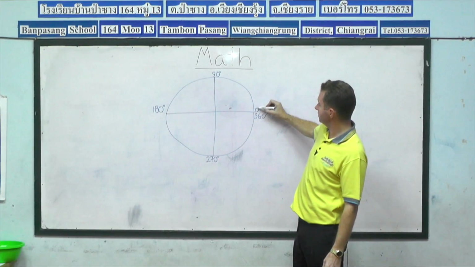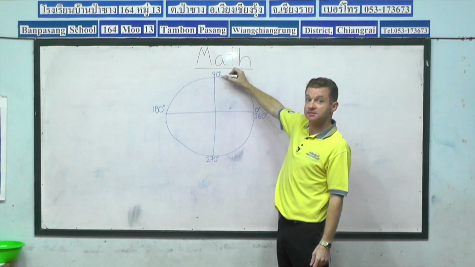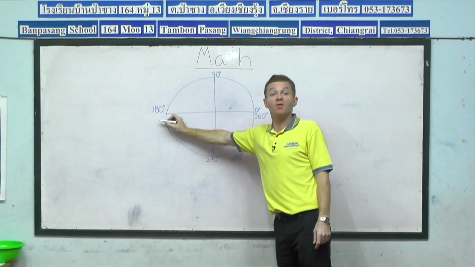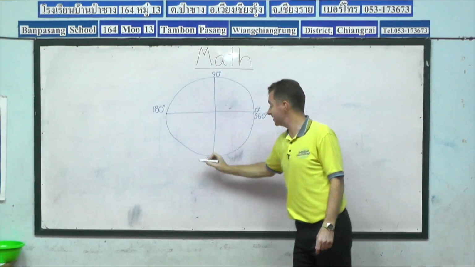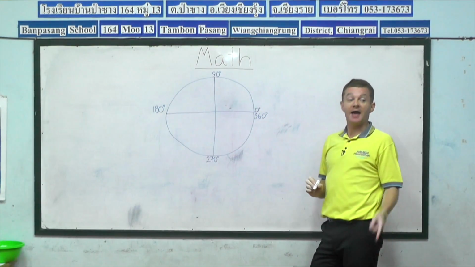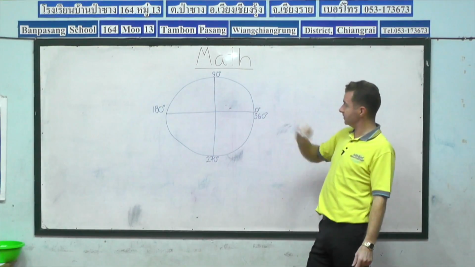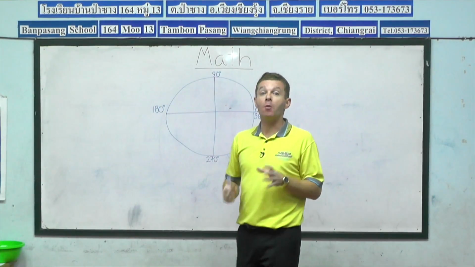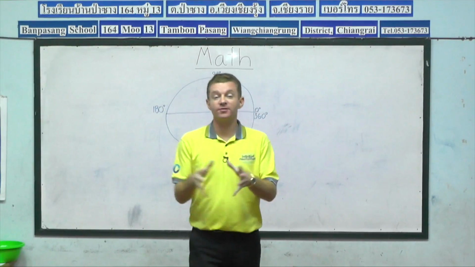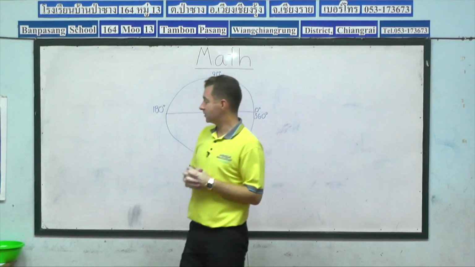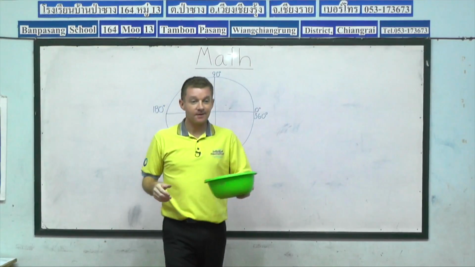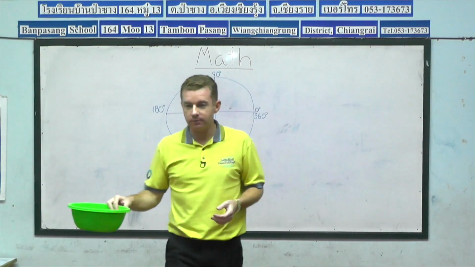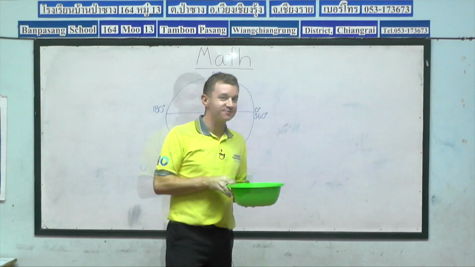The first right angle, 0 to 90 degrees. Second right angle, 90 to 180. Third right angle, 180 to 270. And then the fourth right angle, 270 to 360. Okay, so now we've got our protractor, and now we need our students to show how to draw the different types of angles. So, we have our bowl, we have our flashcards, and now I would like to invite student Prel to come and join me at the front of class, please.